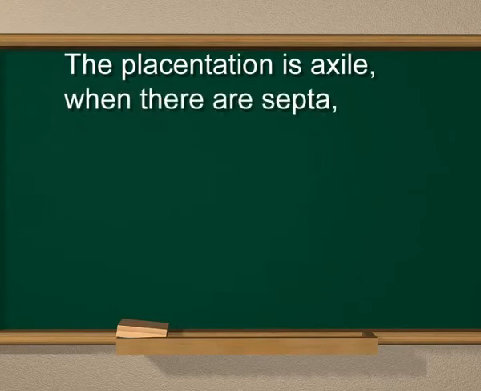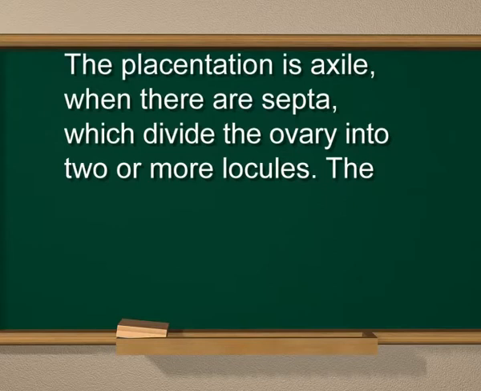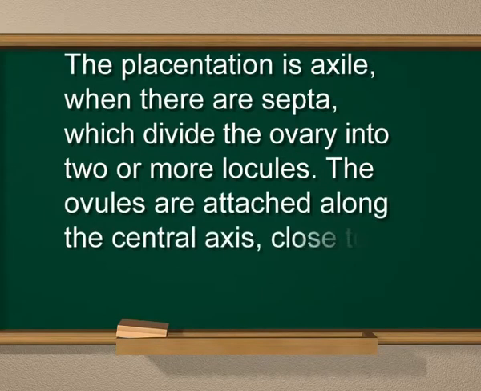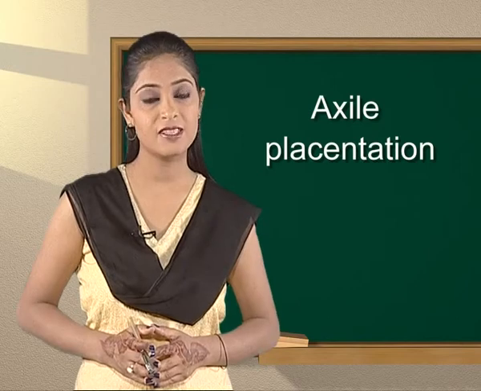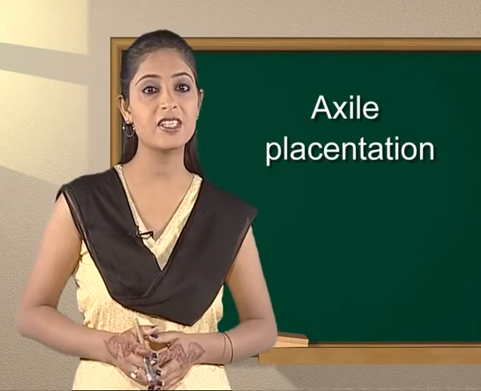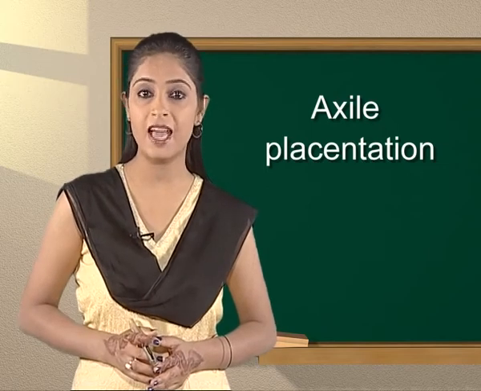The placentation is axile when there are septa which divide the ovary into 2 or more locules. The ovules are attached along the central axis close to the inner angles formed by the septa. Students, the placentation can be seen from the observation of older ovaries and fruits.